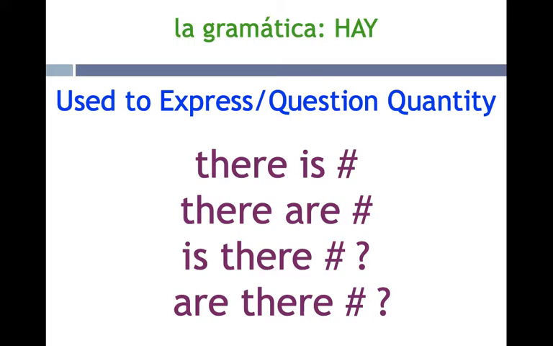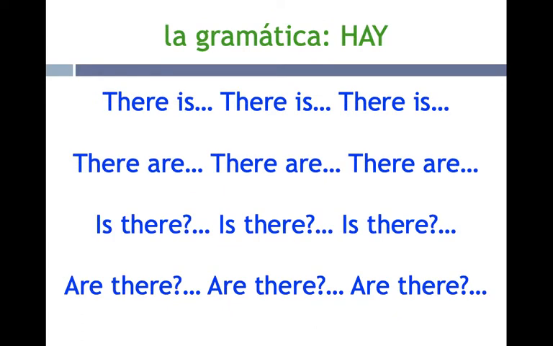So that one little word means those four things, which is kind of hard for us to get our brains around, but memorize that for now. And here's how we'll do a little trick to memorize it. So, repitan por favor. Hay. There is, there are. Is there, are there. Hay. Little trick to have.